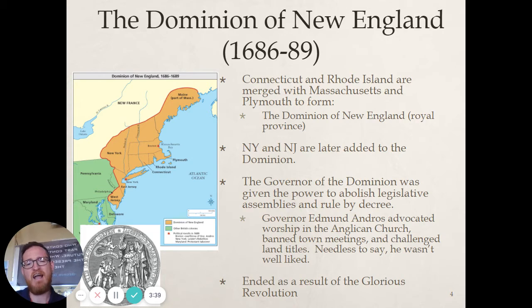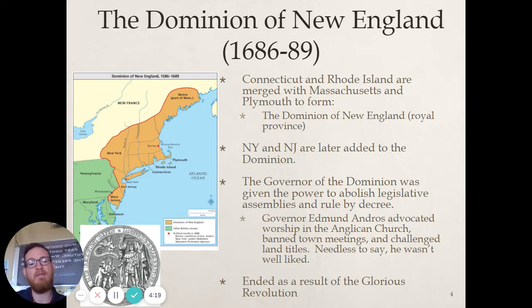So from 1686 to 1689, you would have the Dominion of New England put in place. Connecticut and Rhode Island would be merged with Massachusetts and Plymouth to form this Dominion as a royal province. And again, this was not put in place by the colonies. This was put in place by the British as a way to administer and kind of control these New England colonies. The governor of the Dominion was actually given the power to abolish the legislative assemblies that were there and rule by decree. So you see, this is almost 100 years before the American Revolution, but some of the things that the British did at the onset of the American Revolution, they had tried earlier on with this Dominion of New England.